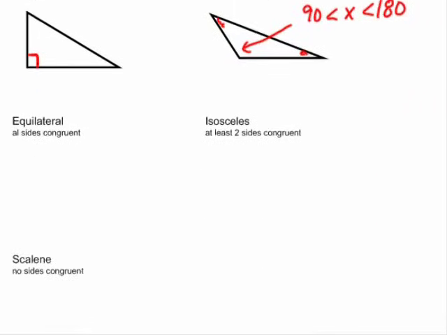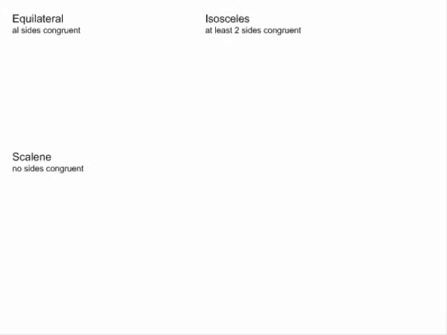Triangles based upon their side measures. We have equilateral, isosceles, and scalene. An equilateral triangle is a triangle where all the sides are, you guessed it, the same. We show those tick marks here. That represents that all the sides are the same measure.